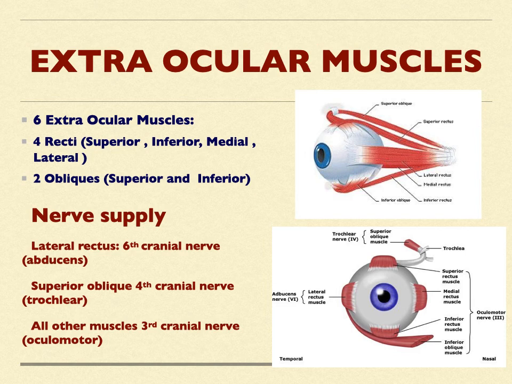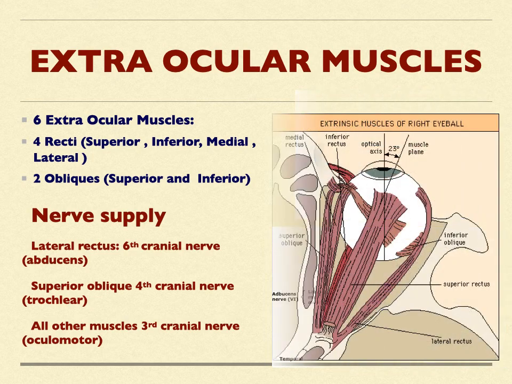What is the nerve supply of these muscles? The lateral rectus is supplied by a separate nerve, the 6th cranial nerve, which we call the abducens. The superior oblique is supplied by the 4th cranial nerve, which is called the trochlear, and all the other muscles are supplied by the 3rd cranial nerve. As we see in the picture on the right side, the 3rd cranial nerve supplies the superior rectus, medial rectus, inferior rectus, and inferior oblique. The other 2 muscles are supplied separately by their own nerves.